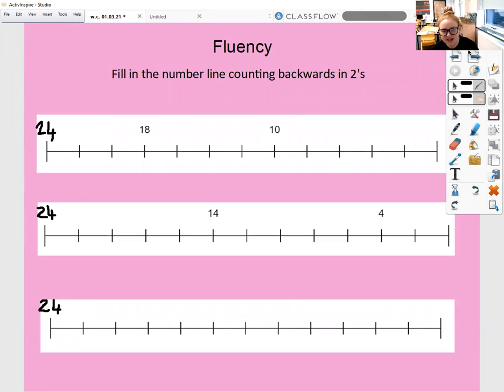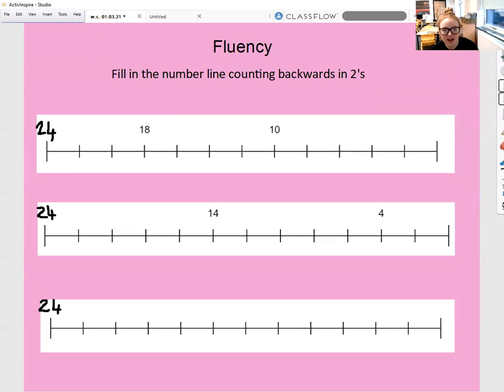And here is your fluency. So counting backwards in twos on a number line. Can you complete the number line with all the missing numbers that should be on there, counting backwards in twos? You can send this in again if you want us to have a look at it, which would be absolutely fantastic. You can copy this off here, you can download it off the school website, or you can pick up a copy of it from school.